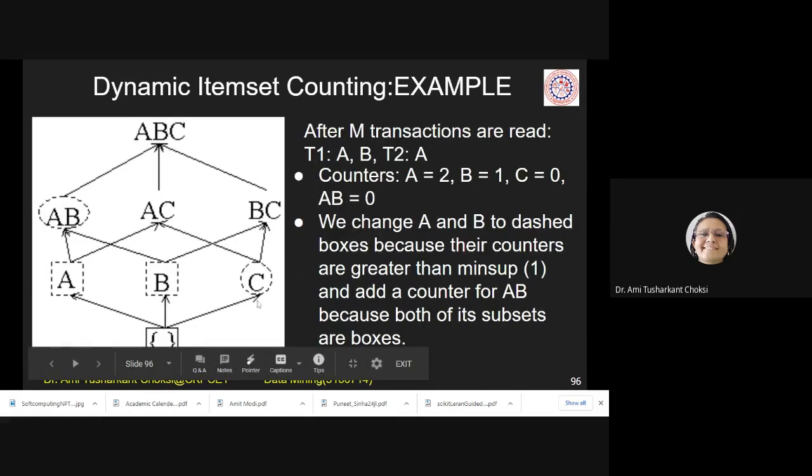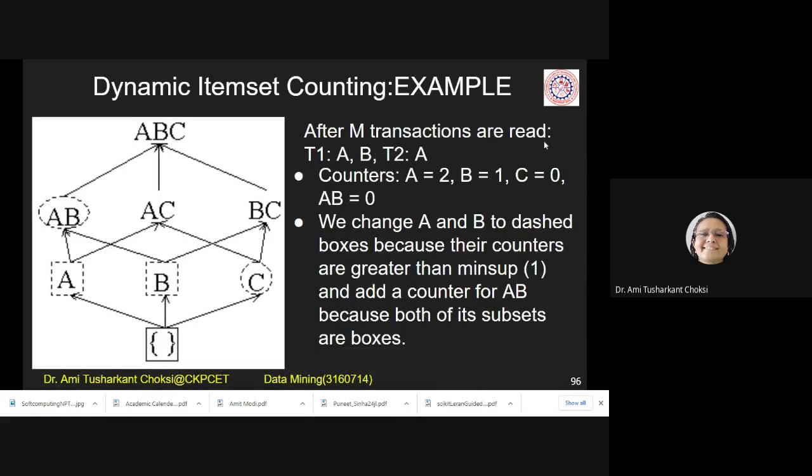Now, after M transactions are read, M was given as 2, right? So what was there in T1 and T2? T1 is AB and T2 is A, right? So what will be there for the counters of A, B, C? And will we have any other count? Let us check it out.